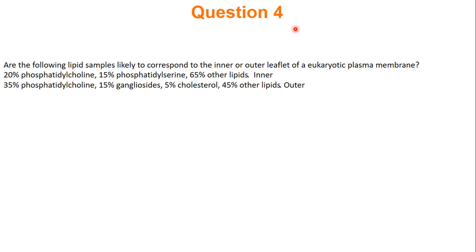So I have question 4 again. Yeah, misnumbered here. This is looking at, do you know what side the lipids that we find are normally found on? Here at the top we have inner, and on the bottom we have outer. Your big key here: phosphatidylserine is only found on the inner leaflet, only towards the cytoplasm side.